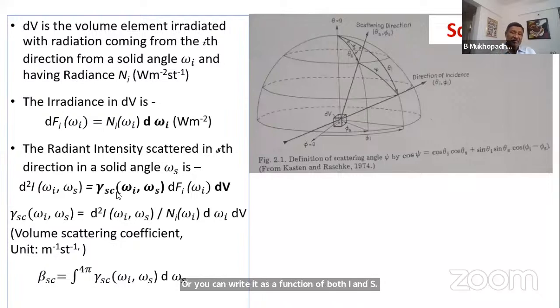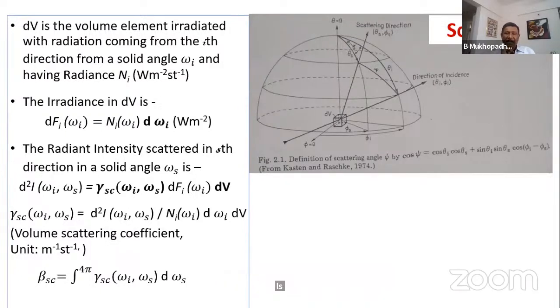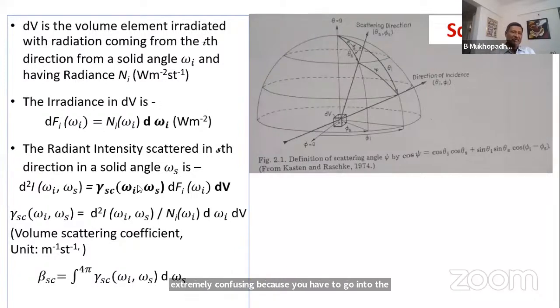Now, to derive their functional forms is the basic aspect of scattering theory. But it is extremely complicated because you have to go into the electromagnetics of this, and we will discuss it, but we will not derive it at all. So we have a matrix here, for discrete cases, I'm calling it a matrix. Or we have a function here, which tells you the fraction of energy that comes in and that goes out after scattering. And it is proportional to the scattering volume also.